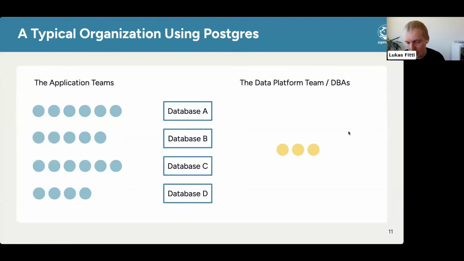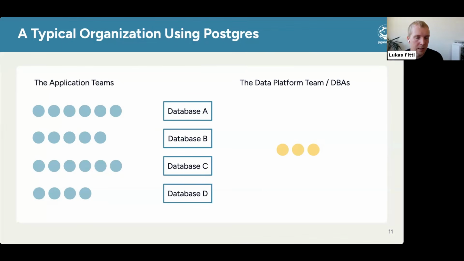Maybe before we do that though, just for context on how I like to think about organizations using Postgres. A typical organization using Postgres that we see has a group of application teams, usually larger in number. And then there is a group of data platform engineers or DBAs who are smaller in number, right? There's just fewer of them. In between these two groups are the databases that the application teams want to have because their application depends on them. And the data platform team enables those applications to exist and to function well.